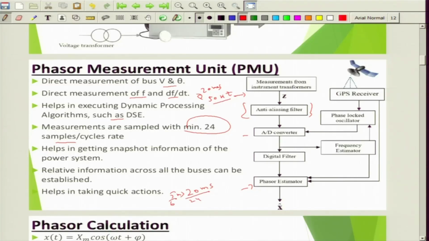be violated. As we have discussed in our security constrained OPF, we need to understand whether the system is stable, healthy, and able to perform in a better way. PMU measurement helps us in achieving that. So relative information across all the buses can be established and helps in taking quick actions.